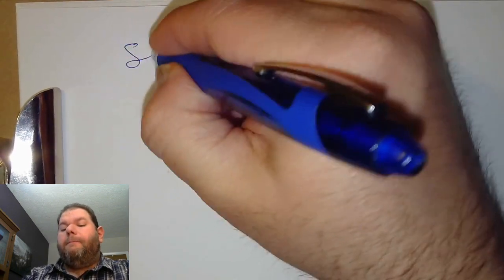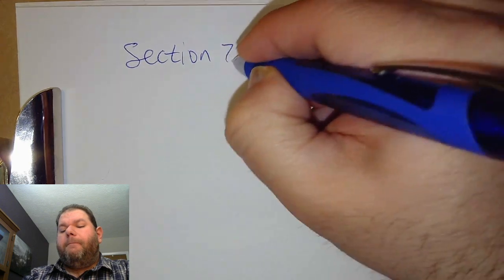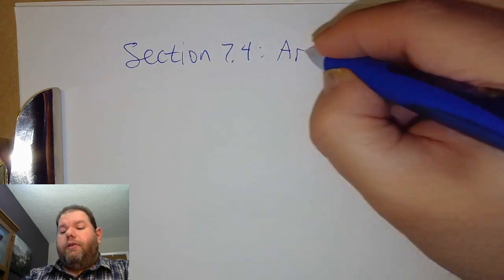Now I think that's all that we're going to do out of section 3. Alright, so let's move on to section 7.4, which is on arc length.